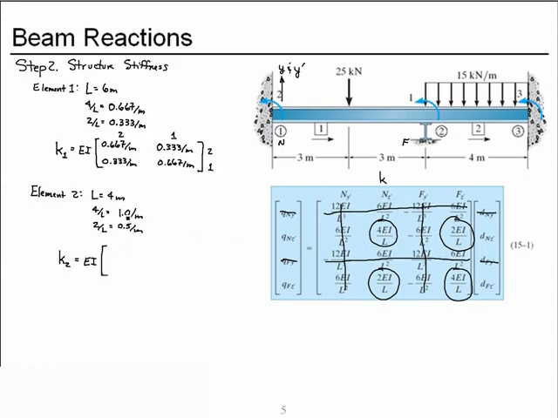4 EI over L for this member, then 2 EI over L, 2 EI over L, and 4 EI over L. Our near node for member 2 is node 2, so that's degree of freedom 1, and at the other end, degree of freedom 3.